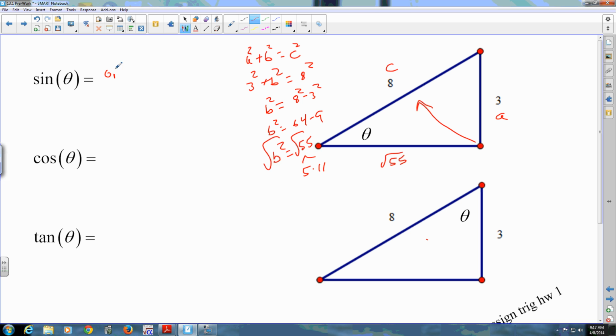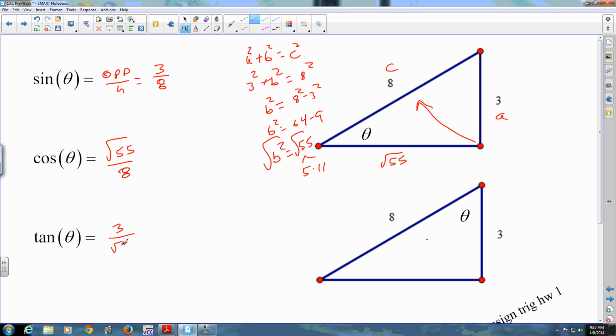Sine is your opposite side over your adjacent. Ooh, that's tangent. Hold on. Good grief. I don't know what I was trying to write there. It's your opposite side over your hypotenuse. Standing on this angle, that's your opposite, that's your hypotenuse. Cosine is your adjacent over your hypotenuse. And tangent is your opposite over your adjacent.